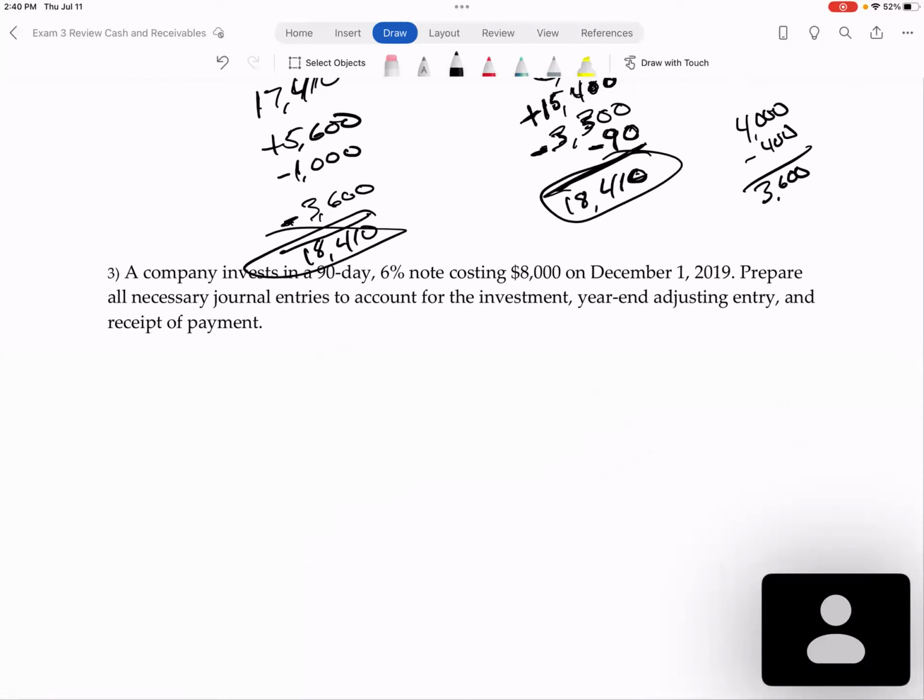Company invests in a 90-day 6% note costing $8,000 on December 1st. Prepare all necessary journal entries for the investment, year-end adjusting entry, and receipt of payment.